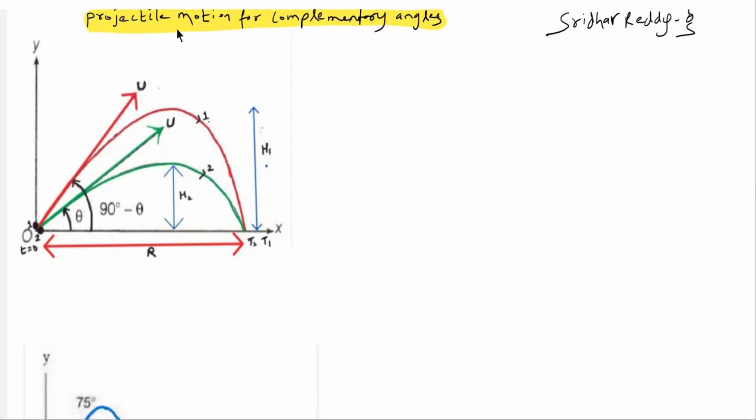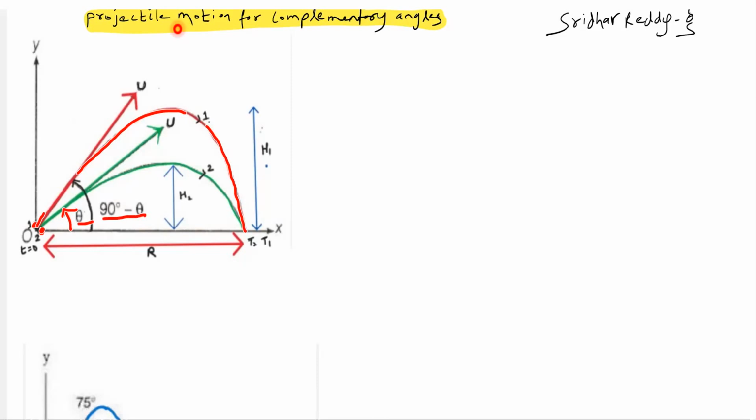So I'm going to choose two particles, particle 1 and particle 2. Particle 1, I'll project. It will move in a red color path, as shown, and it will have a range R. What is the angle of projection of particle 1? Let it be 90 minus theta. Then the angle of projection of particle 2, let it be theta. These theta and 90 minus theta become complementary angles.